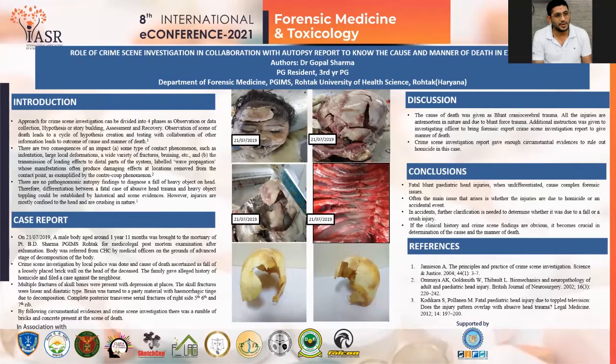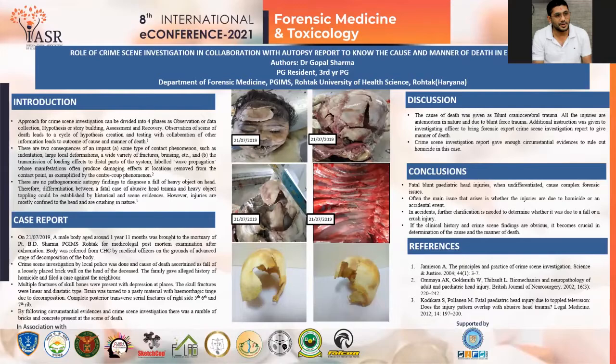Crime scene investigation by local police was done and cause of death ascertained as fall of a loosely placed brick on the head of the deceased. The family gave alleged history of homicide and filed a case against the neighbor.